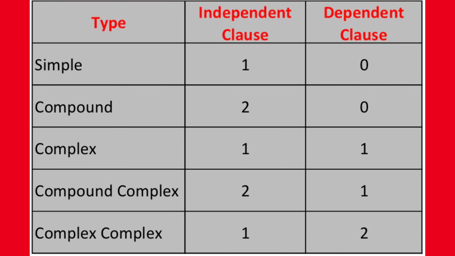And here is the bonus sentence type in this video, the complex complex sentence. To better understand this type of sentence, let us go back to the complex sentence. So a complex sentence, in order to be called as such, must have one independent clause and a dependent clause. And to make this complex sentence a complex complex one, its dependent clause must have a dependent clause itself.